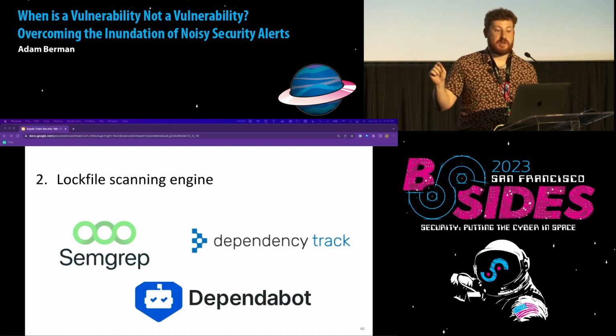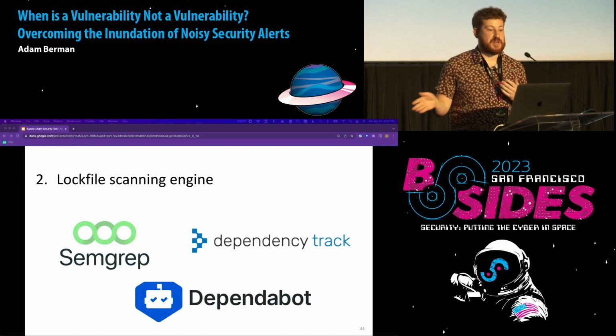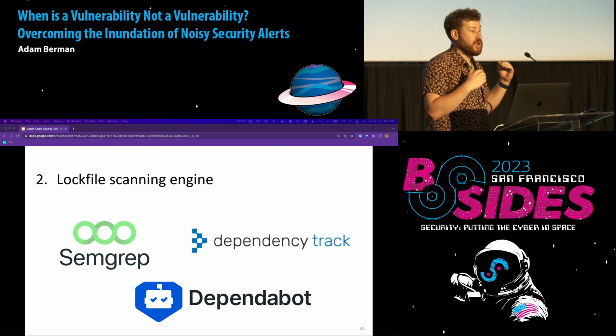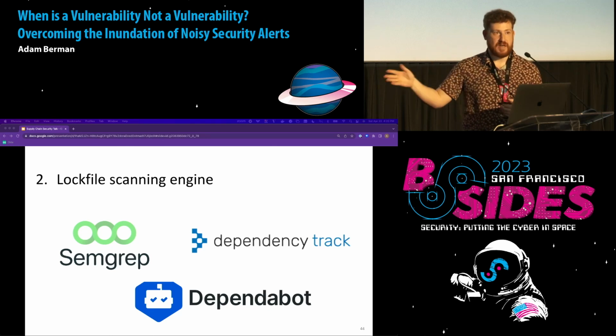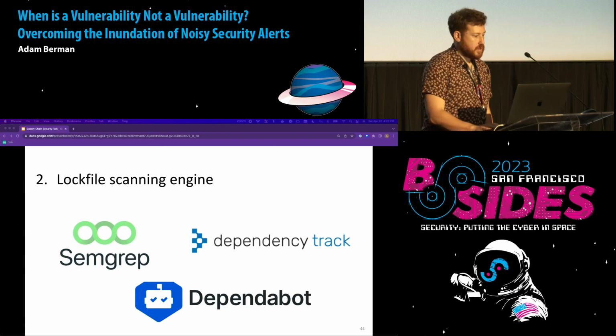Second, you need an engine that can tell what version of the library is being used in an application. There are a lot of great free tools like this. SemGrep does this, but OWASP Dependency Track does this, Dependabot does this. There's a lot of good tools for this.